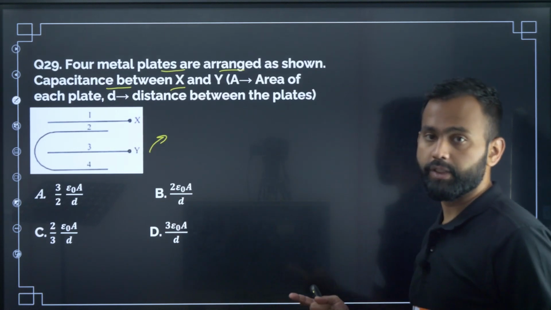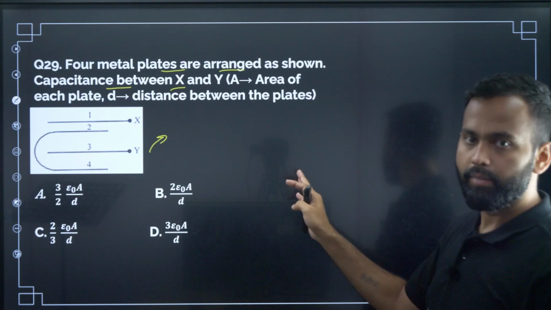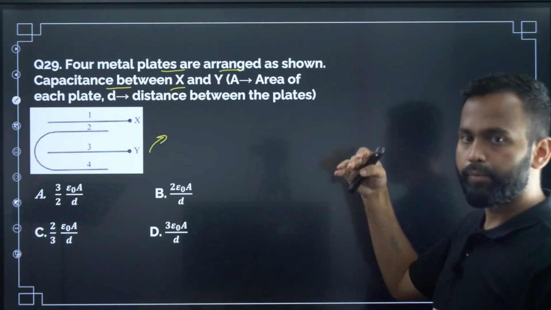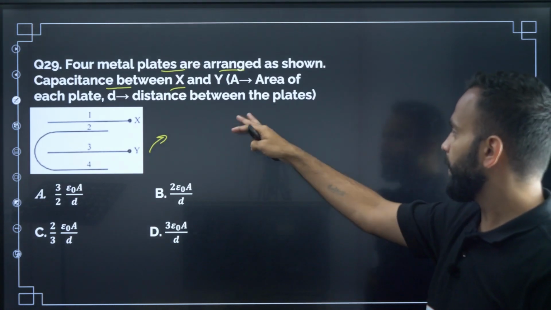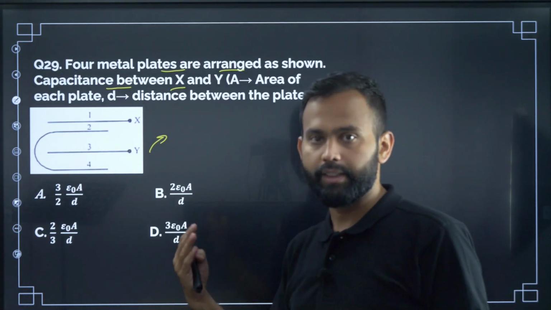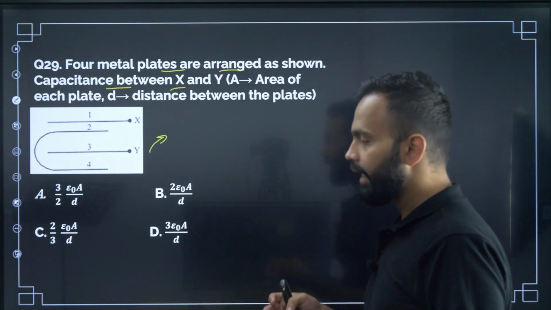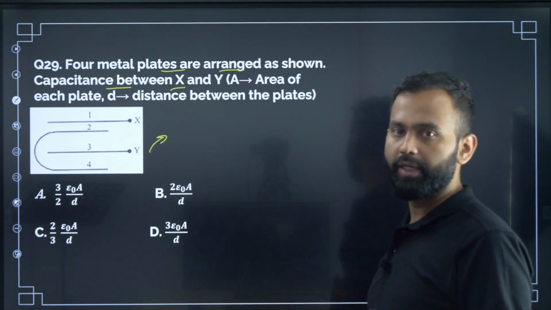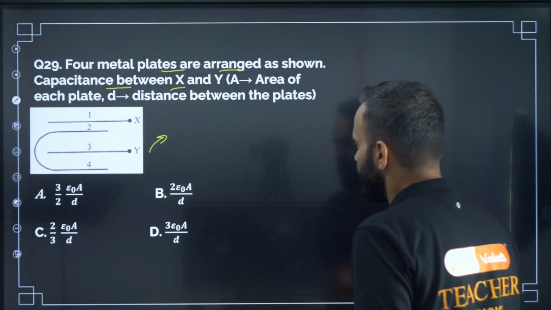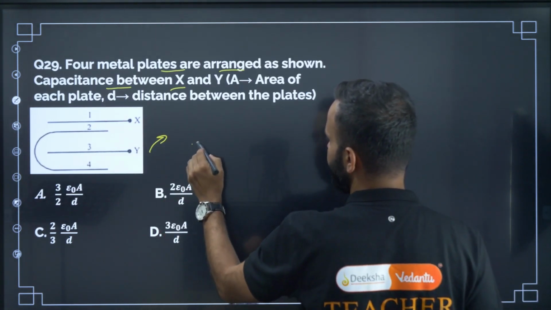You can solve this question in two ways. One, draw the circuit diagram, and another, solve for the capacitance in the conventional way, that is, first give charge, then find the electric field between the plates, then the potential, and then Q by V. So the first one, I can redraw this diagram.